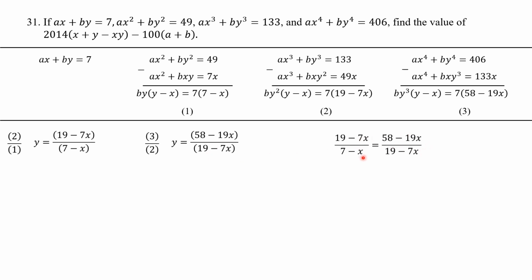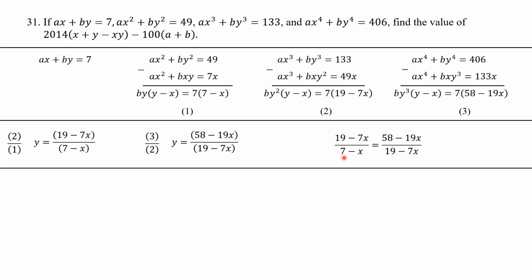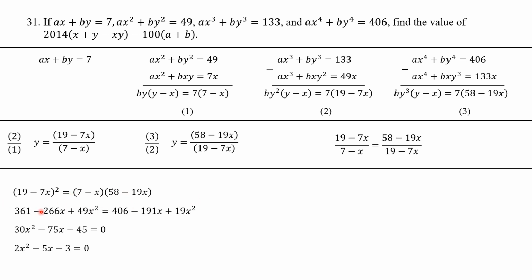Now, here I have to go ahead and find what x is. So I'm going to just cross multiply. Then I have 19 minus 7x squared equals 7 minus x times 58 minus 19x. So I expand out the brackets, simplify things, and I end up with this equation first, which is 30x squared minus 75x minus 45 equals 0. Or I divide both sides by 15, and that's what you will get. And now you can easily find x here. We're just going to use the quadratic formula.